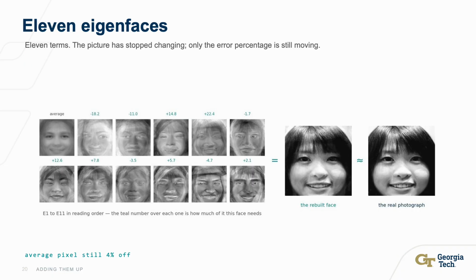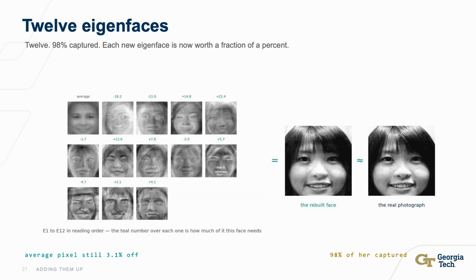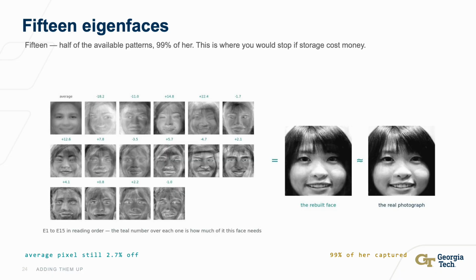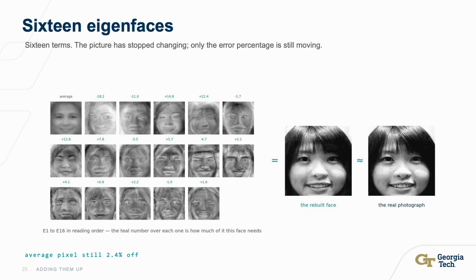11. Only the percentage is moving. 12. 98%. Each new one is worth a fraction of a percent now. 13. 14. 15. Half of the available patterns, 99% of her. This is where you would stop if storage cost you money. 15 numbers instead of 16,384.